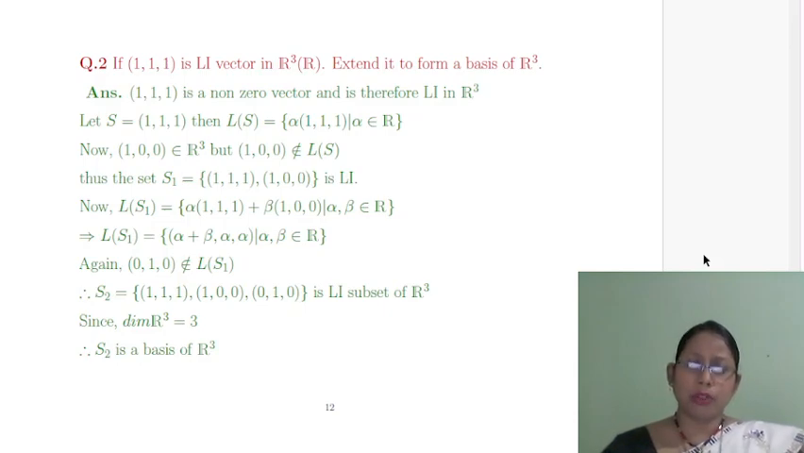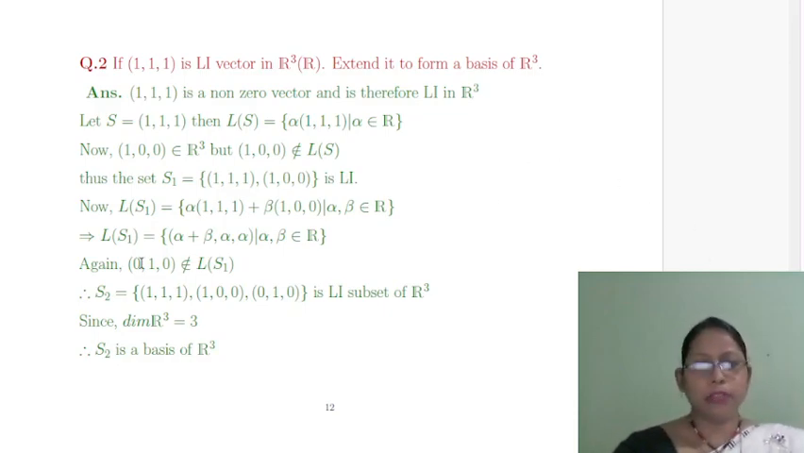So here we can conclude S2 is a linearly independent subset of R3 and the dimension of R3 is 3. So S2 is a basis of R3. Here, if I take another element, that is 0, 0, 1, which is an element of the standard basis of R3, then I will get a different set of vectors in the basis. So here I was given non-zero vectors, which are linearly independent, and asked to extend them to form a basis of R3. This much is sufficient.